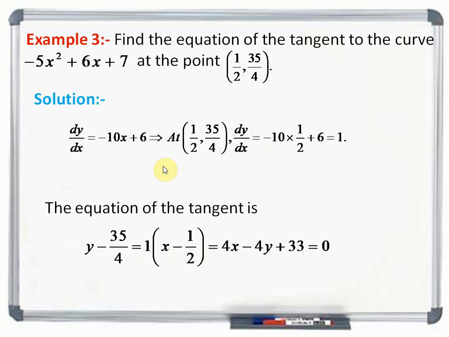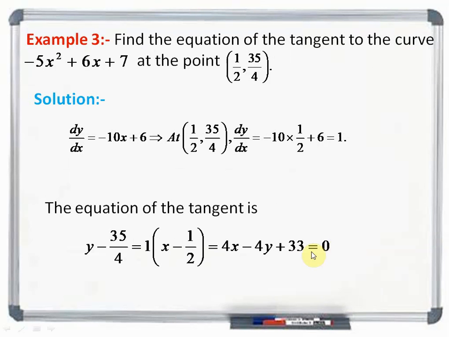And now for the equation of the tangent formula, we know y minus y1 equal to m(x minus x1). So we put the value of y1 here, the value of x1 here and the value of slope here. After calculation, we have 4x minus 4y plus 33 equal to 0. This is the final equation of the tangent.